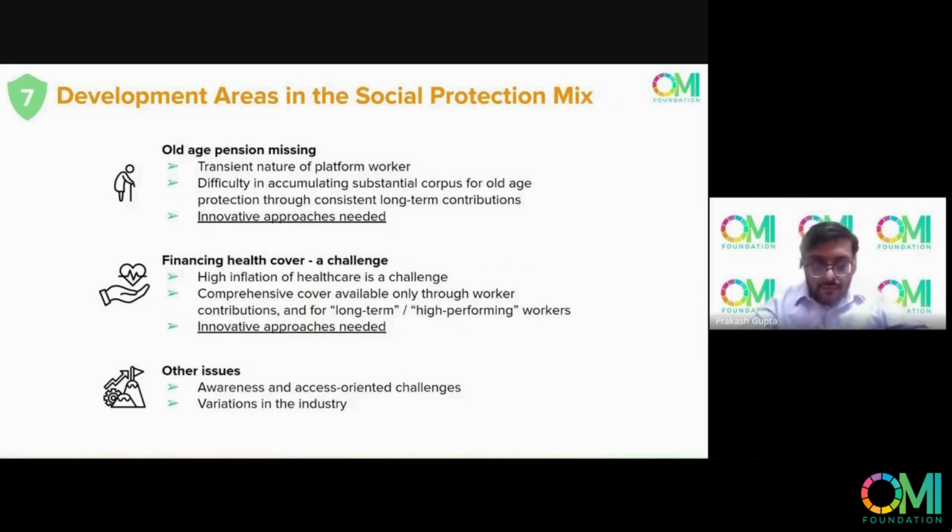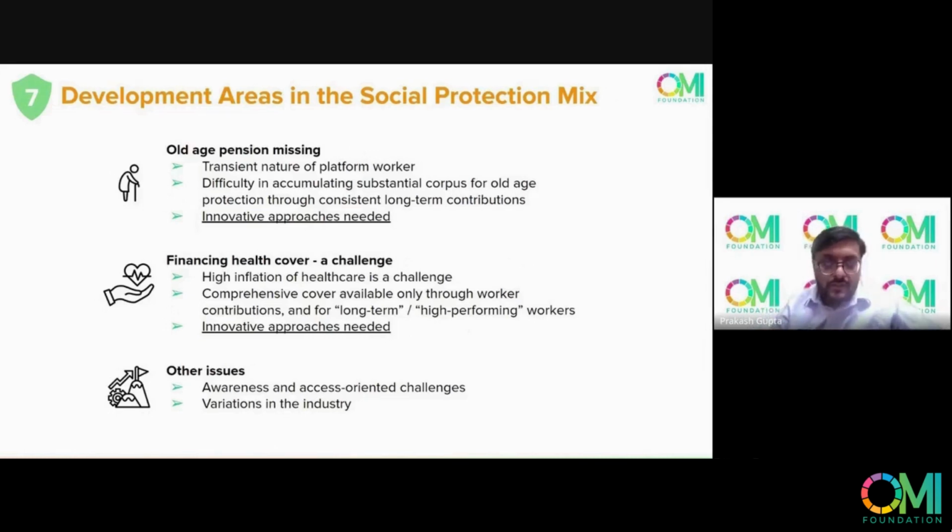That is why we see that amount of variation across the sectors, probably because of the differences in the margins that these businesses are creating from the platform workers. And lastly, there are other issues such as awareness and access related challenges and the variations across the sectors. Now, coming to the end, I would like to invite Jagriti to take forward our presentation on the results.